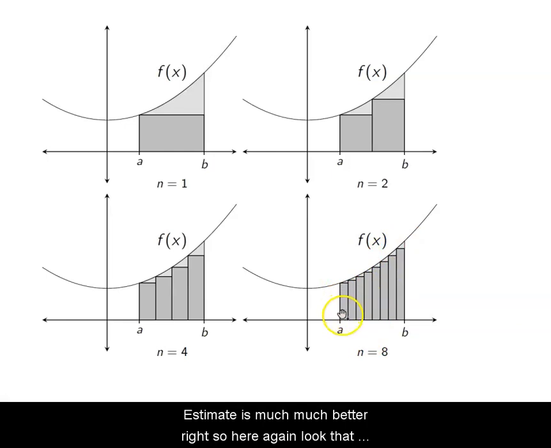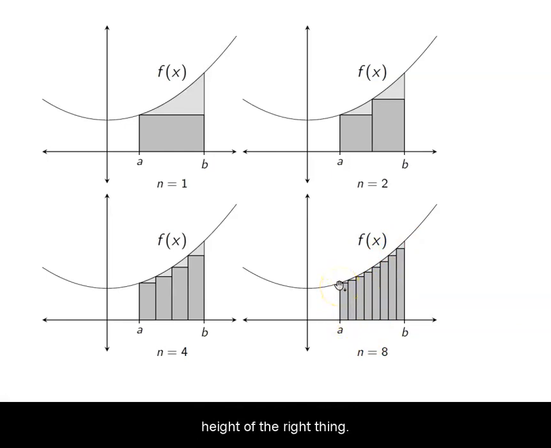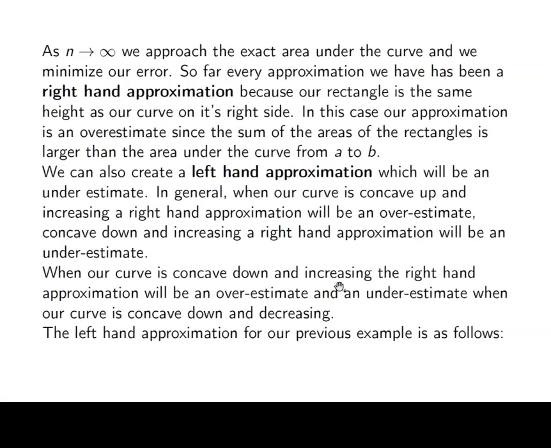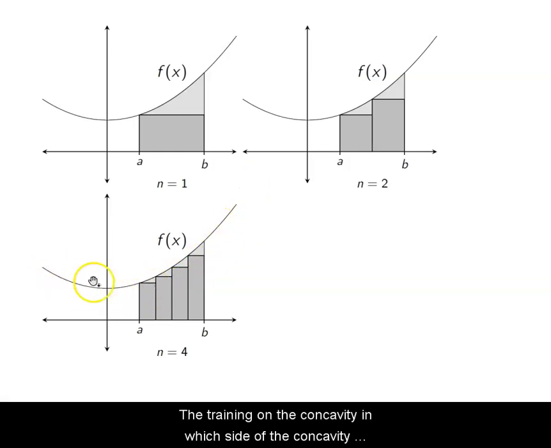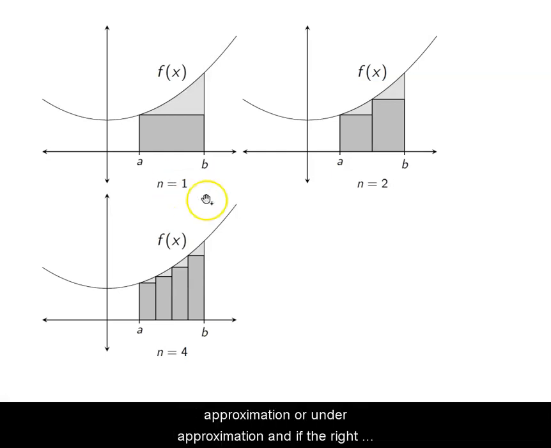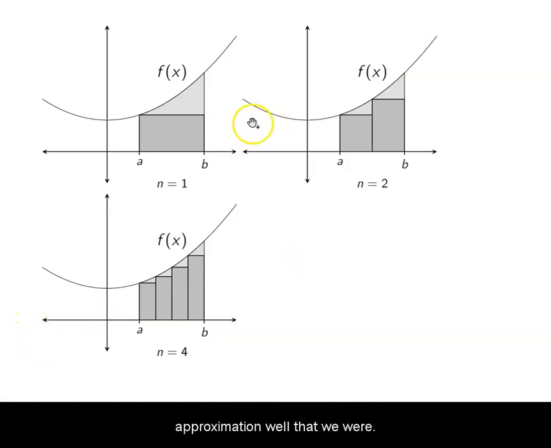So here again, look that the left-hand side is evaluated at the function to give us the height of the rectangle, okay? So really what it is, is the concavity, okay? So depending on the concavity and which side of the concavity you're on will determine whether the left-hand side is an over approximation or under approximation, and if the right-hand side is an over approximation or under approximation as well.